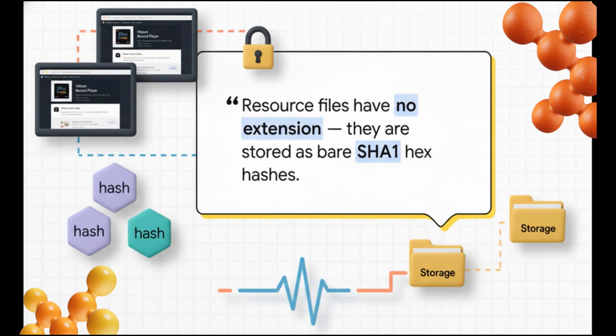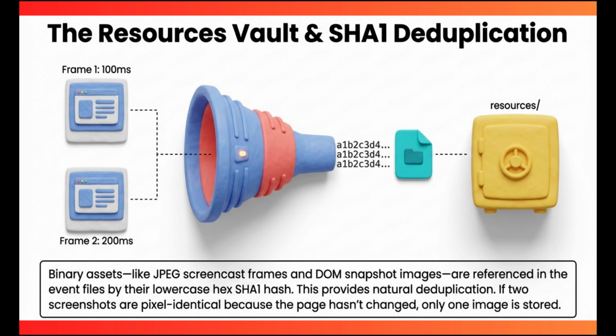So how does it do that? This is where the design gets really elegant. Instead of using normal file names, every single resource is saved using its SHA-1 hash as its name. So what does that mean? It means if you take two screenshots that are pixel for pixel identical, they end up with the same hash and are only stored one time. No duplicates, ever. It's brilliant.